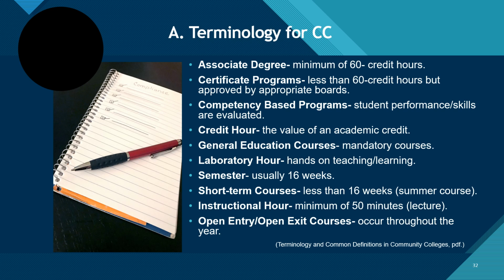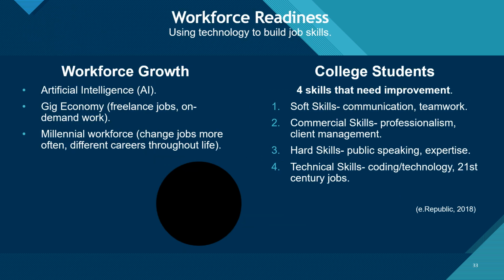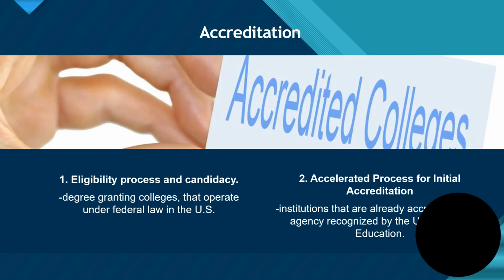Module 5 is teaching and learning in a community college. This is some terminology you can look over that's associated with community college education. Workforce development and workforce growth includes technology and helps to build student skills specifically in a certain area. Also communication, professionalism, and public speaking. Accreditation is important. There are generally two tracks: eligibility and process and candidacy, and then an accelerated process.